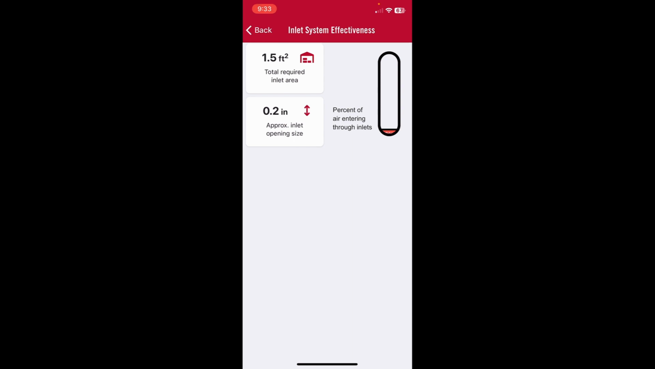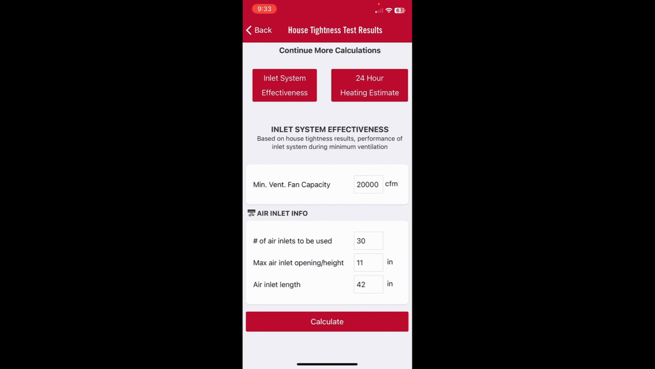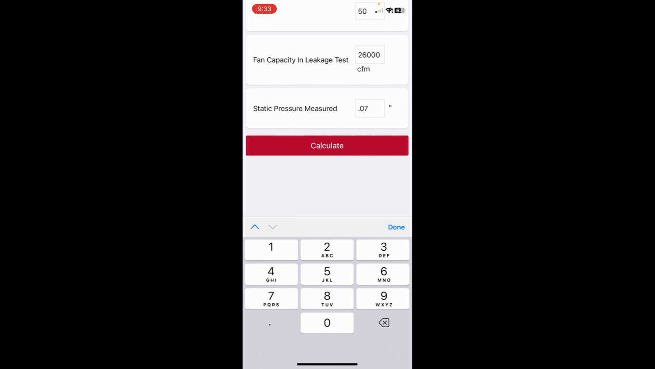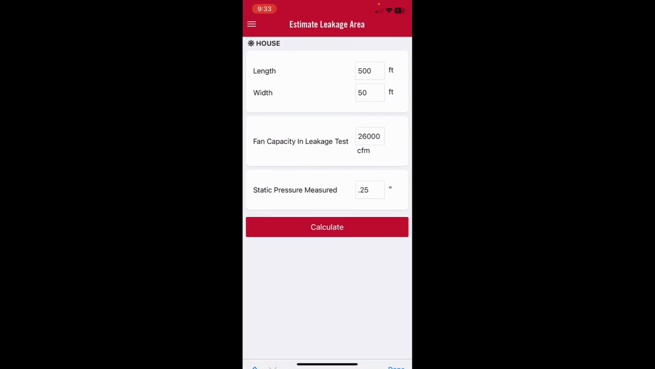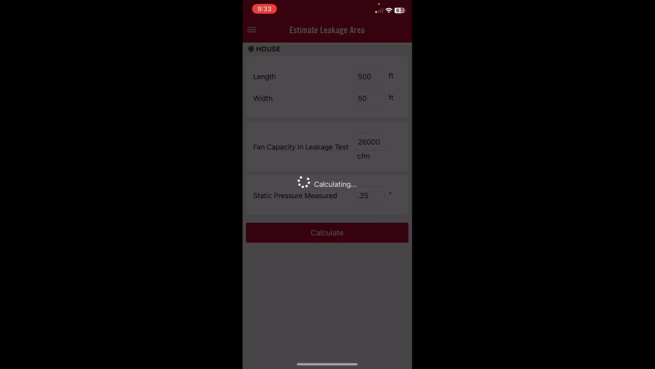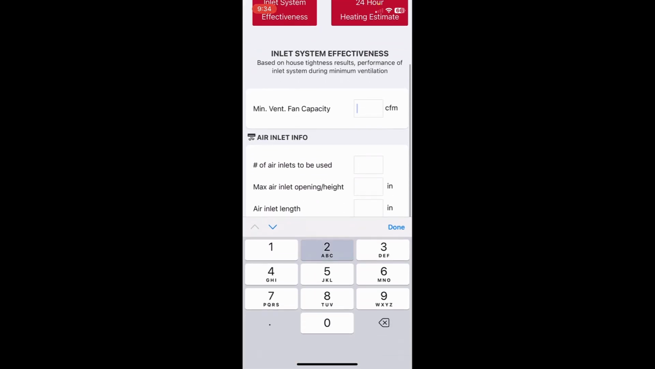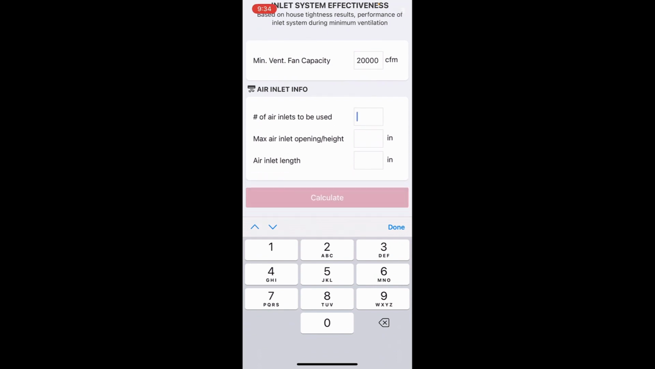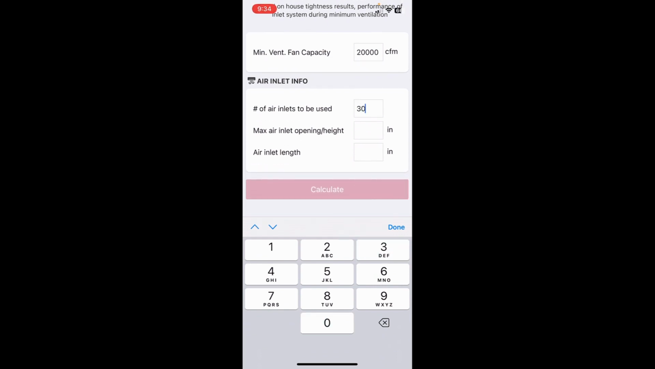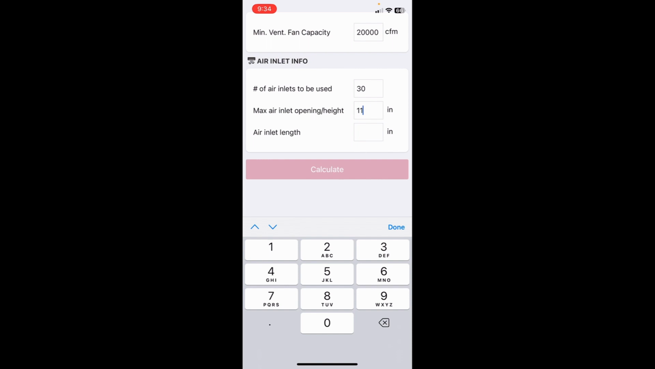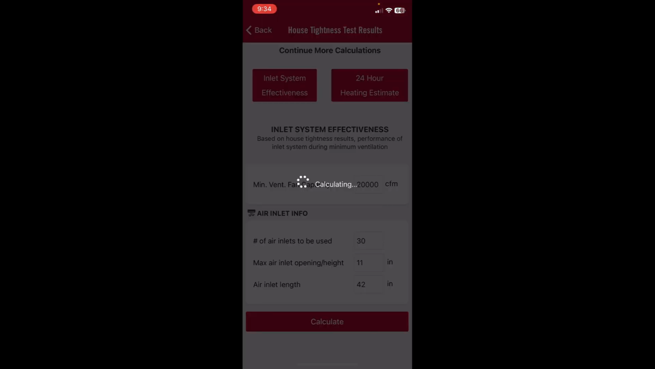We're basically crack ventilating. We go back. Let's change our pressure to a 0.25. Done. Calculate. Again, very tight house, excellent rating. How will our inlet system work? Hit that. Again, we put in the same information, 20,000 CFM. We're using two 36-inch fans. There's 30 inlets. Maximum open is 11 inches, 42 inches long. We hit calculate.